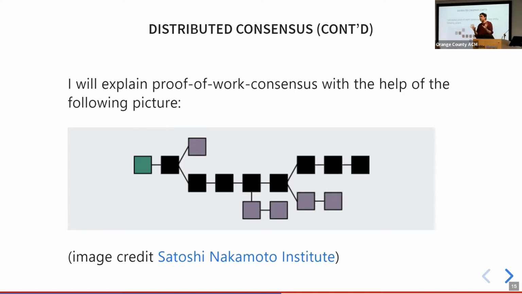Does this more or less make sense? But where is the consensus here? The consensus is that this black chain here, very good question, is the chain. So really it's a tree, but the double spending problem forces us to select one branch in that tree. So the consensus is which of the many branches of the tree is the chain.